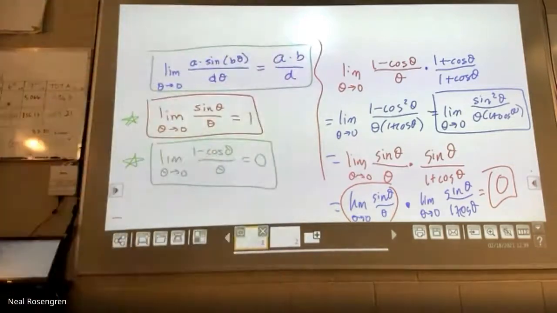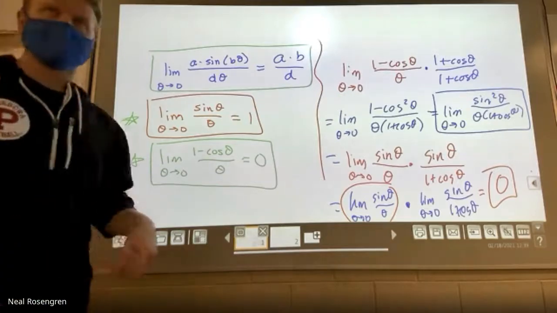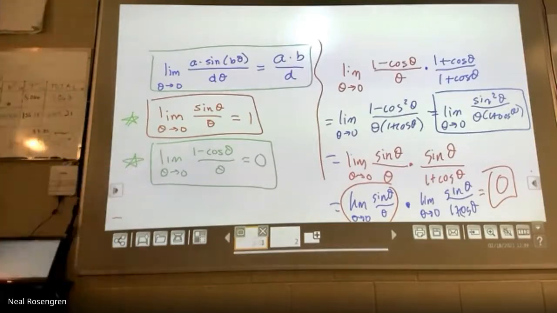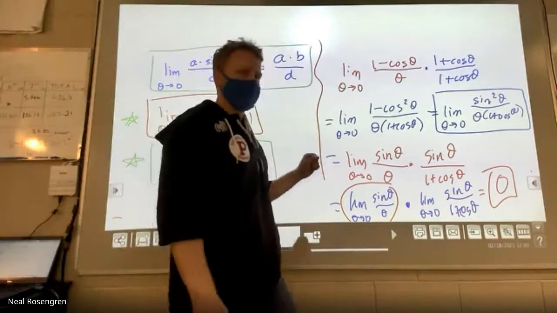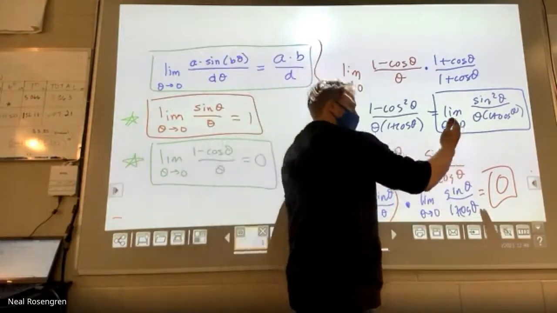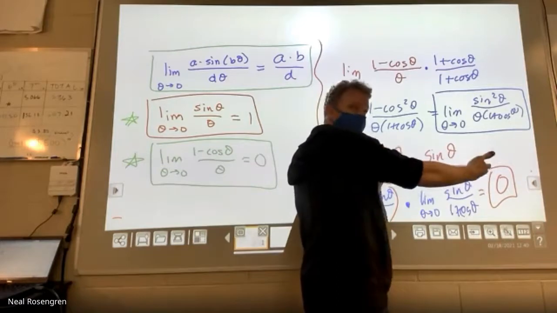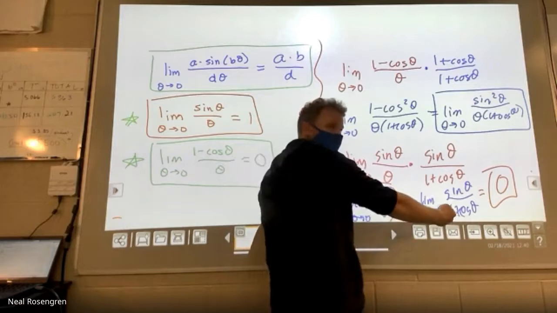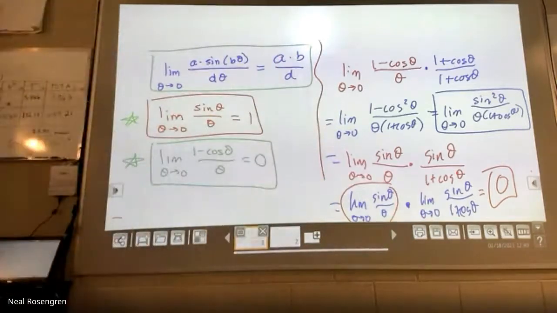How can I find sine of theta over theta? How can I find 1 minus cosine of theta over theta if I can't just plug it in, or if I can't just factor and divide, or I can't just rationalize? If we get stuck, this is one last blessing, one last idea, and this is what I said over and over again. I'm going to say it again. The limit of a product, a couple things being multiplied together, is the product of separate limits. If you have some stuff being multiplied together and you want to take the limit of all of it, take the limit of each piece separately.